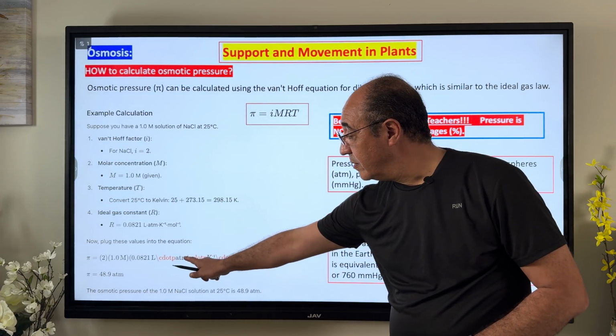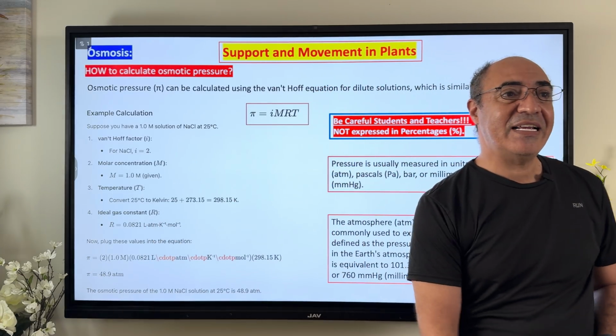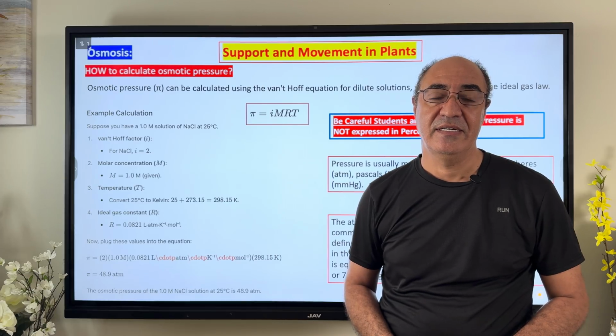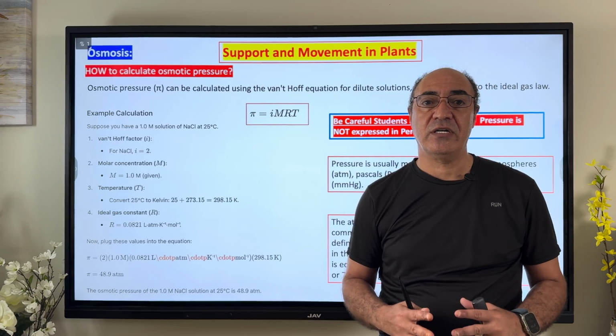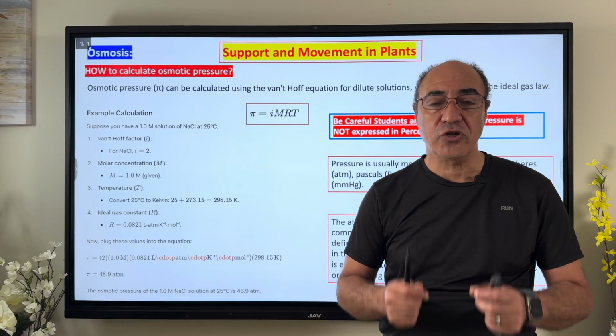Units are important, right? Atmosphere, liter, right? Because if I change any one of them, the entire equation collapses. You're talking wrong. You're not talking science. You're talking gibberish, garbage, trash, rubbish. You're not talking science. So talk science.